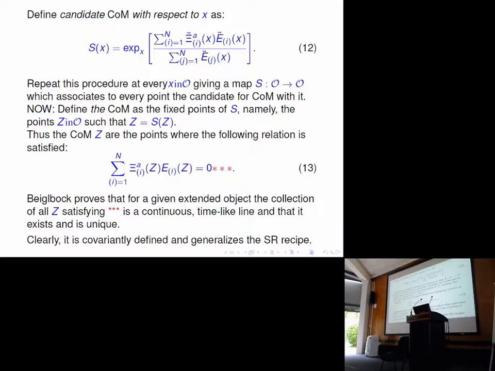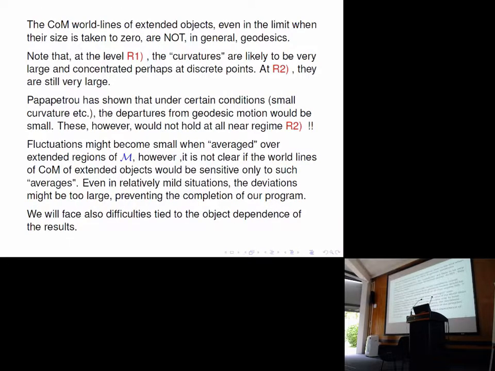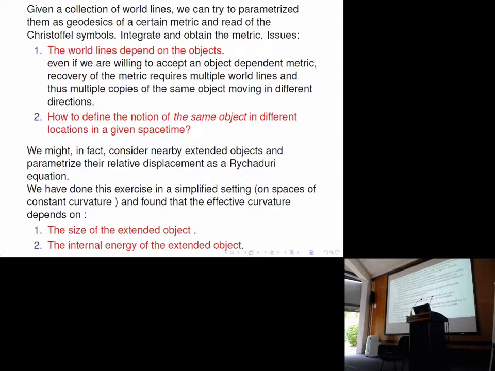I'm done. Okay. So this seems to be a reasonable recipe. The problem with this recipe is, first of all, the world lines that you obtain depend strongly on the type of object you use. Not only on the size of the object, but on things like the internal energy of the object that you use as a probe. So you would get very different geodesics generically depending on the objects you use.